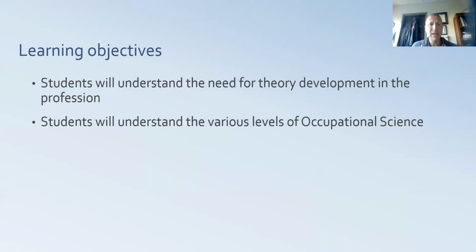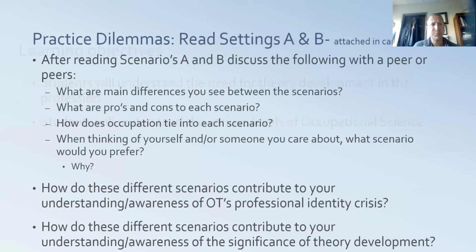So I'm hoping that you guys will understand the need for theory, which helps unify our profession. It helps guide what we do, how we evaluate, what interventions we choose to do with our clients in order to best help them. But also, I want you to try and understand where we're at as a profession with our growing body of evidence by looking at the different levels of occupational science.